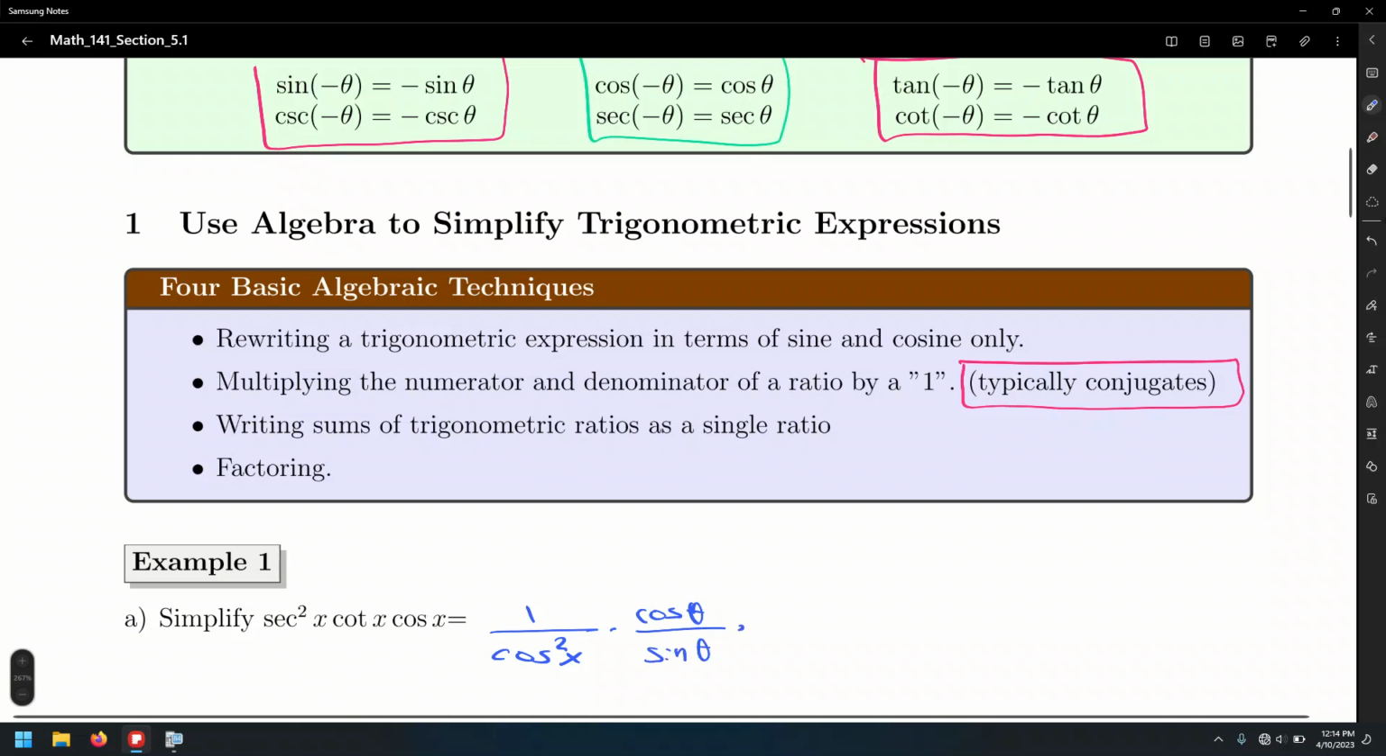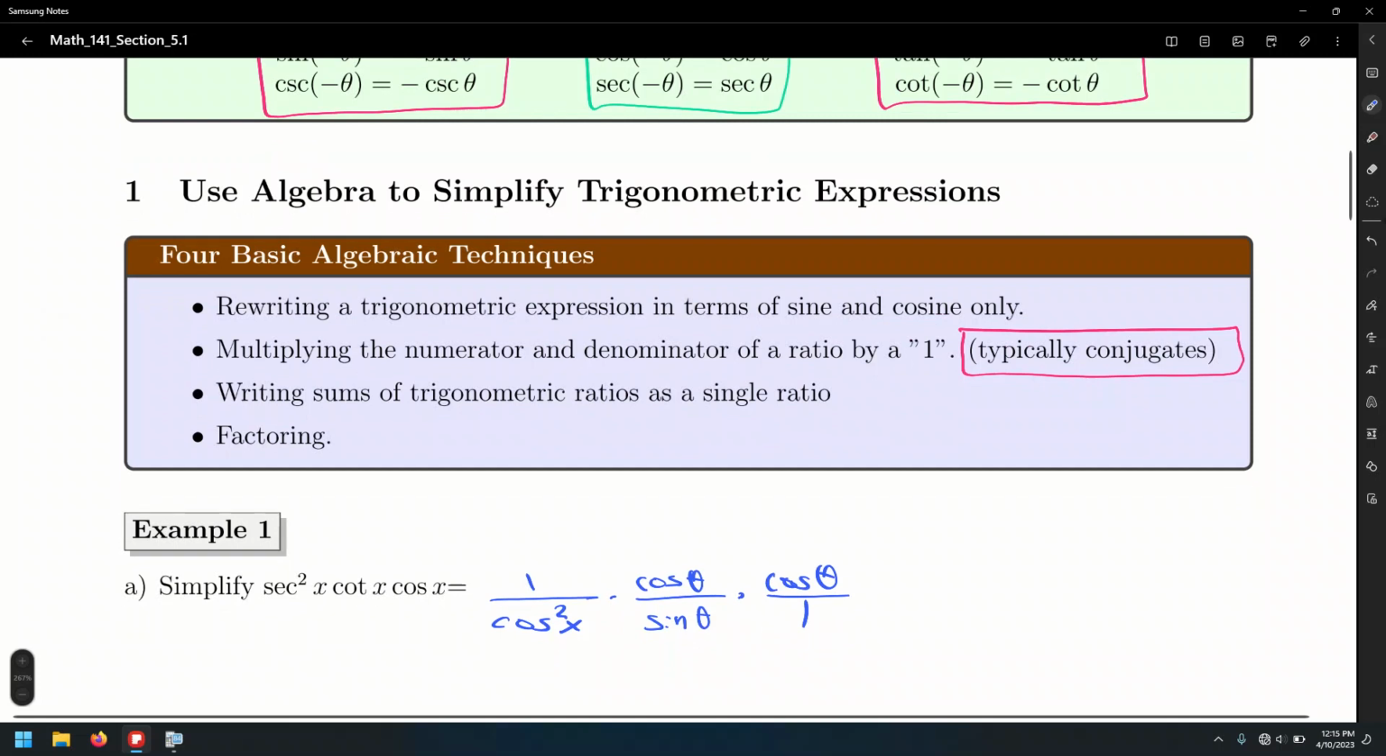Times, well, cosine is just cosine. So we're just going to leave cosine the way it is. Cosine theta. And I'm going to write it as cosine over 1, just so it looks like a ratio, like a fraction, like all the other functions. Yes? Would you write cosine x and then... Oh, yes. Let me change those to x's. Thank you. Because I was looking at the identities at the top.